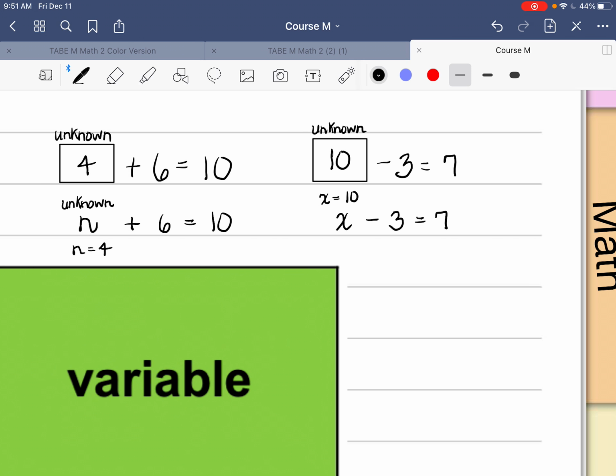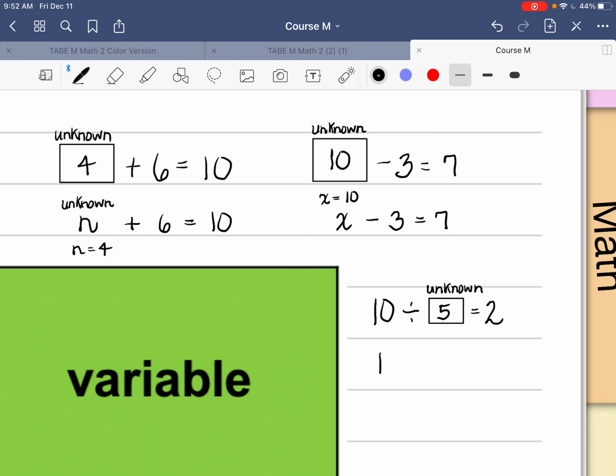Here's one more. Let's do it this way. 10 divided by something, try that again, something is 2. So look at your 10 fingers, put them in groups of 2, and so how many groups do you have? You have 5. 10 divided by 5 is 2. That is the unknown.